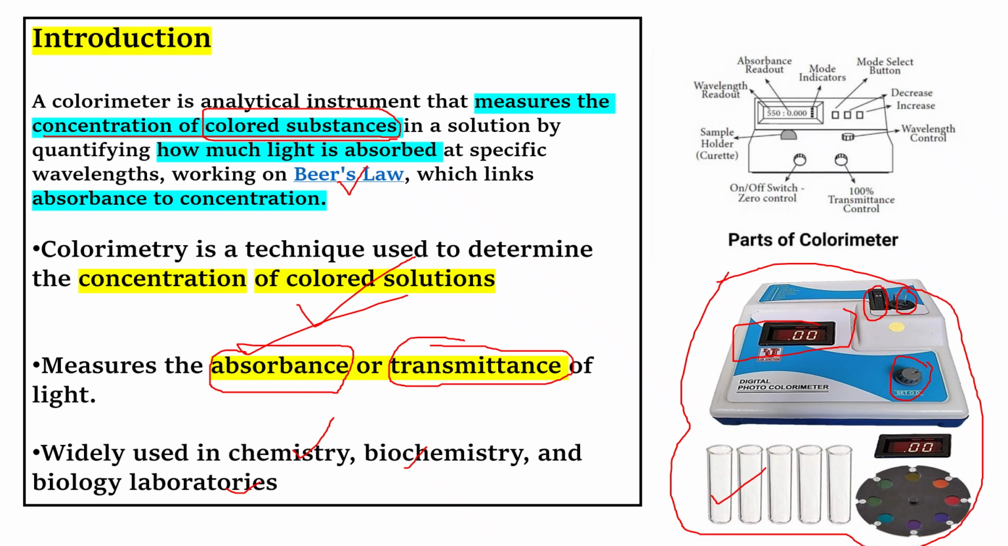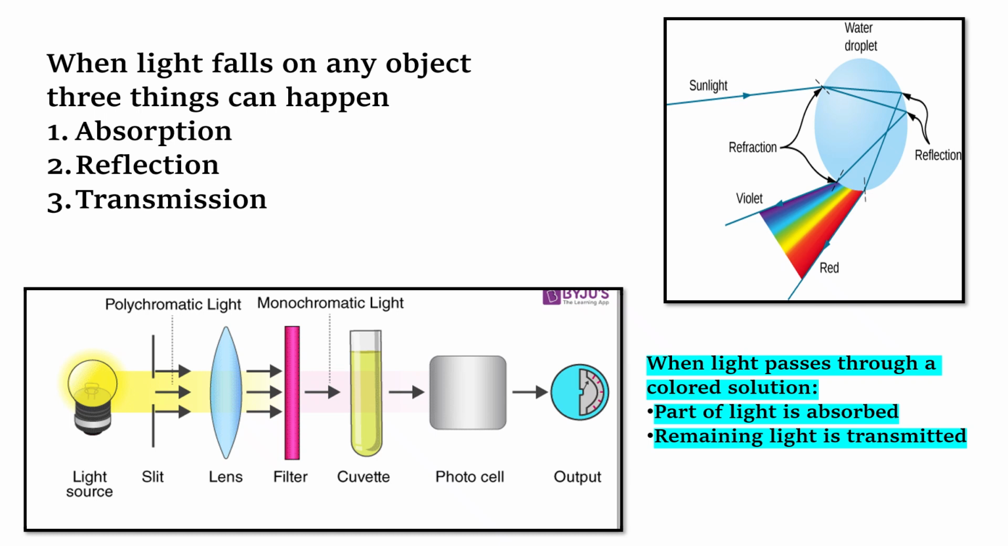This is a typical structure of a colorimeter. Here you can see the absorbance readout, that is the digital display. The wavelength readout is there. You can maximize or minimize the wavelengths from here. You can select the mode, and there is the sample holder, that is a slot for putting your cuvette, and the transmission control. This is a typical structure.